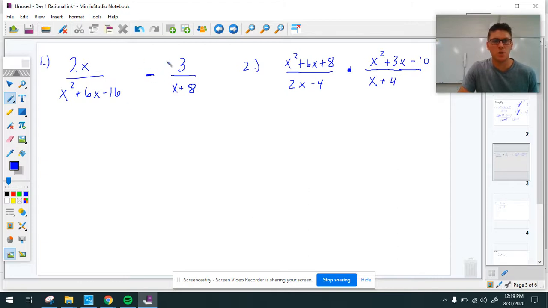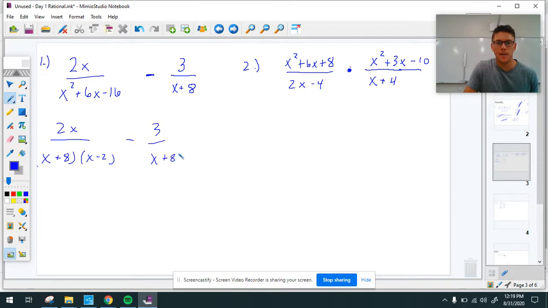Well, in order to subtract just standard numbers, you need common denominators. So let's make that happen. Let's factor first. Let's see what we're working with. x plus 8 and x minus 2, 3 over x plus 8. So if this one has an x plus 8 and an x minus 2, that means this one over here needs an x minus 2. Remember, they need what they don't have.